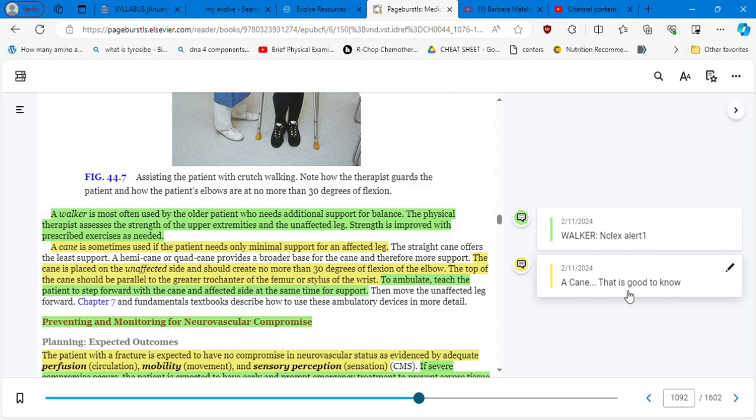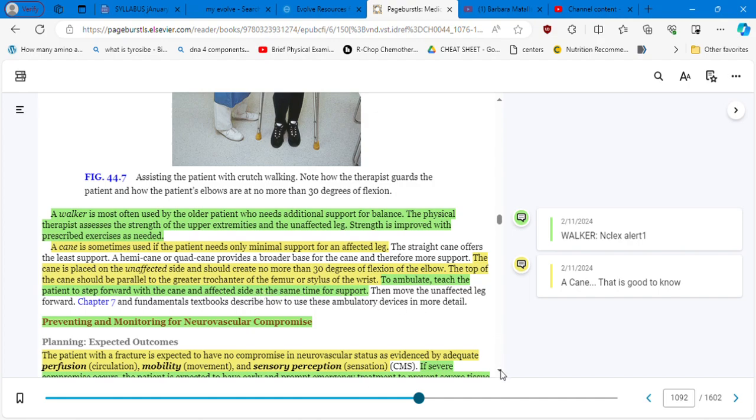A cane, that's good to know. You need to know how to teach the patient how to use the cane. The cane is placed on the unaffected side and should create no more than 30 degrees of flexion of the elbow. The top of the cane should be parallel to the greater trochanter of the femur or styloid of the wrist. To ambulate, this is the important part, teach the patient to step forward with the cane and affected side at the same time for support.